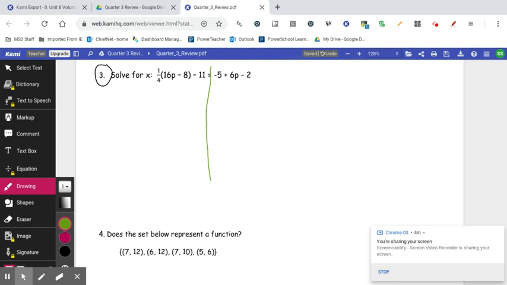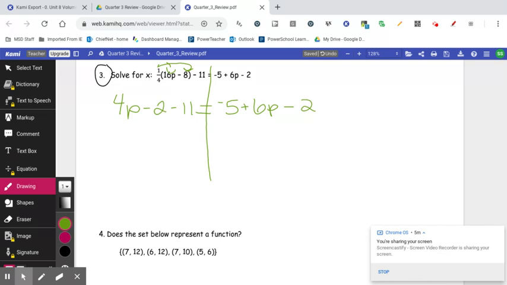So we're going to distribute 1/4. So we have to do 1/4 times 16p and 1/4 times negative 8. You can use your calculator if you need to. A fourth of 16p is 4p. A fourth of negative 8 is negative 2. And then we bring down our minus 11. And I'll rewrite the second half of the equation.